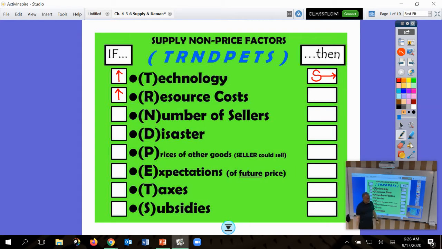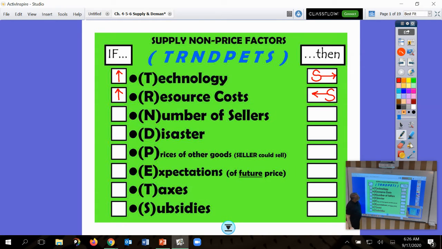Resource cost is the R in TRNDPETS, and that basically applies to anything that a producer has to pay for, including things like materials, labor, basically anything tied to the 4 factors of production. So that means that sometimes resource costs rise and those bills get higher. Well, that means that it gets harder for the seller to get output off the factory floor, okay?